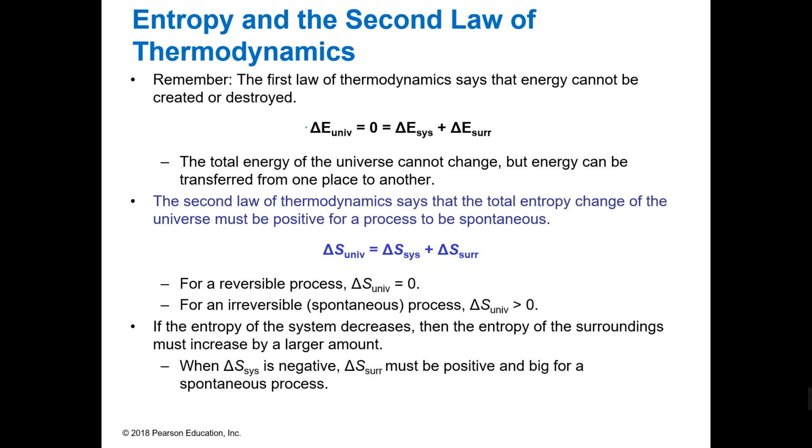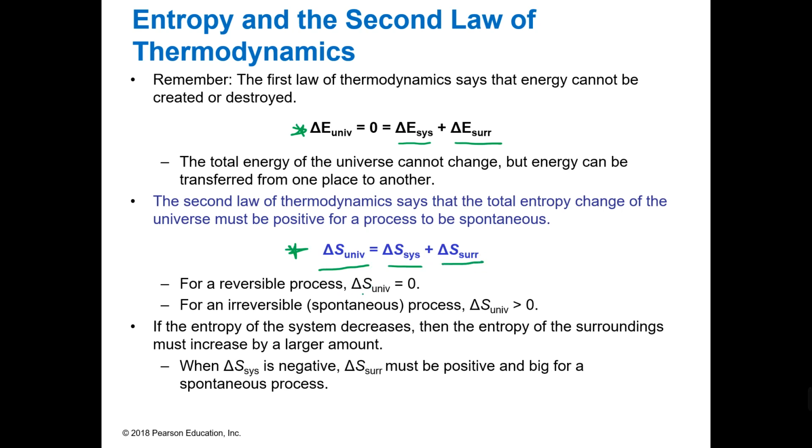So if you remember, delta E of the universe is equal to 0, and it's also equal to delta E of the system added to delta E of the surroundings. Likewise, delta S of the universe, this is our second law of thermodynamics, is equal to delta S of the system plus delta S of the surroundings.